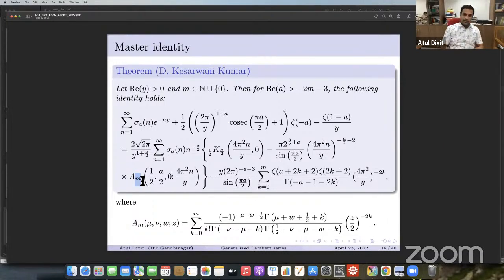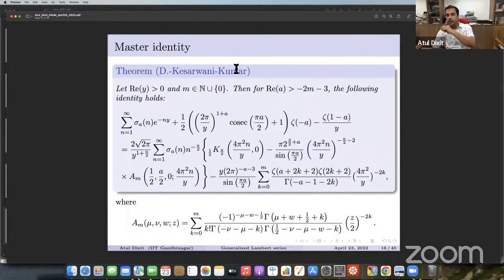Okay, so this looks complicated at first glance. However, we call this a master identity because it has many important results as corollaries. First of all, when we take A to be any negative integer, positive or negative, we get Ramanujan's formula as a special case. But we can also now put A to be any complex number satisfying this.